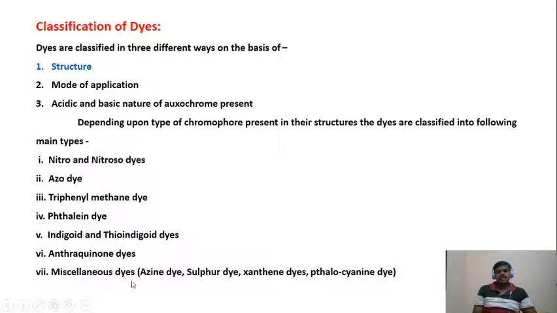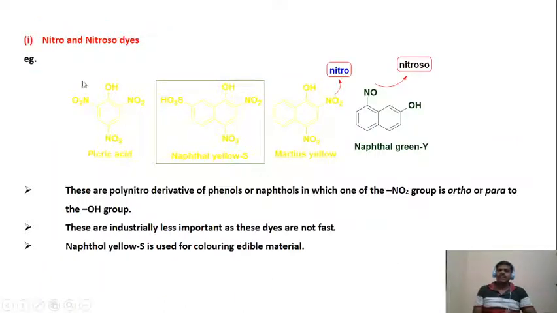Then in miscellaneous dyes, azine dyes, sulfur dyes, xanthene dyes, phthalocyanine dyes, etc. come under this class. These dyes do not belong to the upper six classes, so they come under the class miscellaneous dyes. This is a mix of all the others. The dyes we can classify as nitro, nitroso, triphenyl methane, indigo, thioindigo and anthraquinone dyes, but azine, sulfur and xanthene dyes we cannot classify into those groups, so we take them under the miscellaneous dyes. Then we will see the nitro and nitroso dyes.